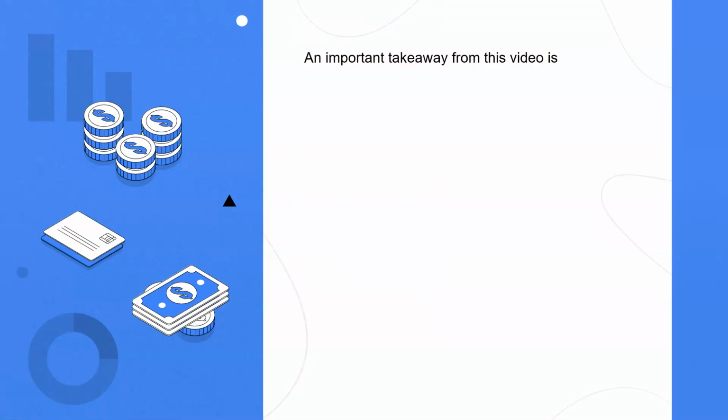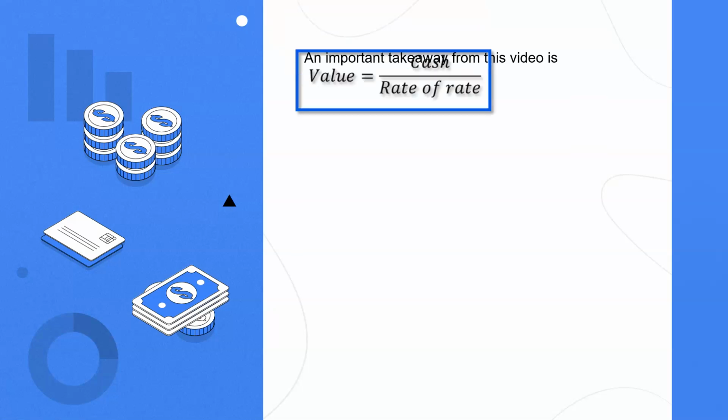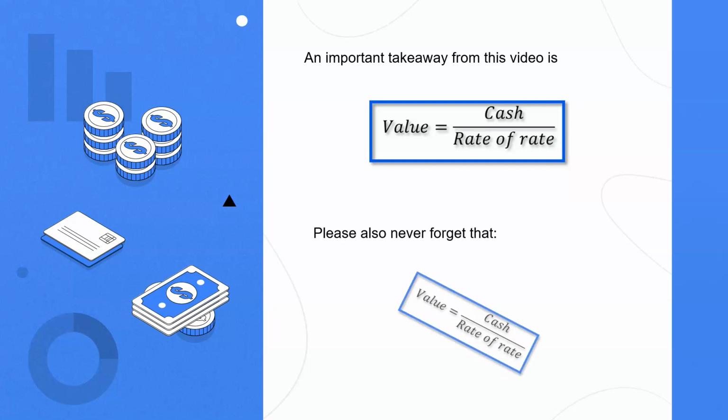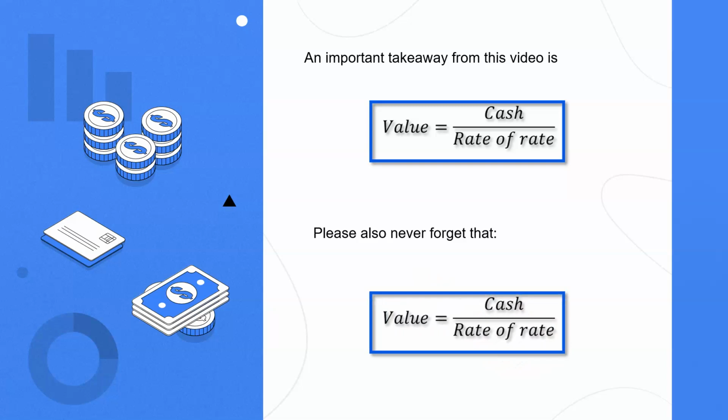I want to mention here one important takeaway from this video: value equals cash divided by required rate of return. This is crucial and central. I will keep this formula in all the slides in the other videos as well. Therefore, never forget that value equals cash divided by required rate of return.